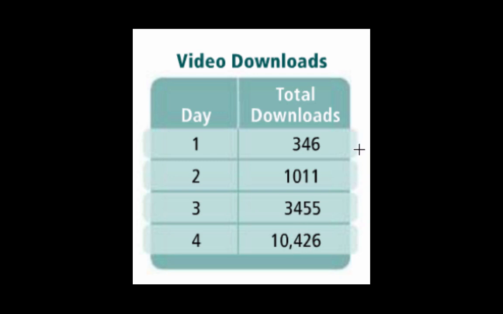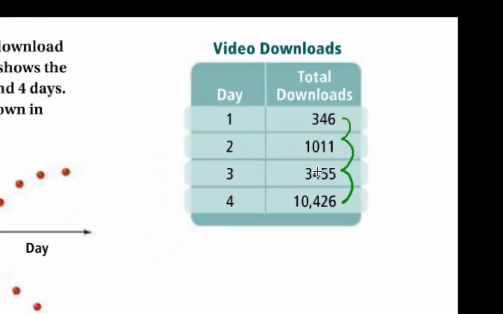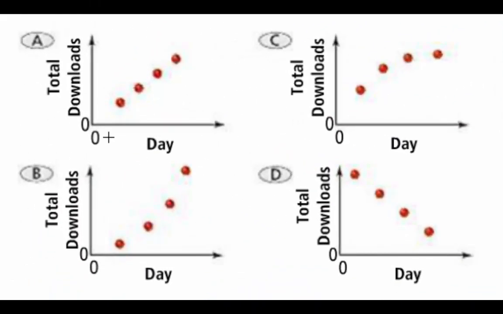Now, the first thing we'll notice in our data is, as we go from day to day, the number of downloads is not increasing at a constant rate, okay? That's going to be key to some of the analysis that we're going to do. We increase by approximately 700, then by about 2,500, and then we go up with a jump of about 7,000 downloads, okay? So which one of these graphs would represent that?